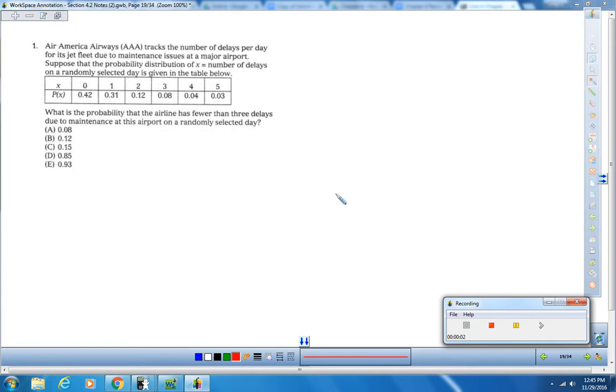Okay. So the first one's asking what's the probability that an airline has fewer than 3 delays. Fewer than 3 would not include 3, so it's actually just 2, 1, or 0. So I need to add those 3 numbers together. When I add those 3 numbers, 0.42, 0.31, and 0.12, that will give me my probability of having fewer than 3 delays. I think the first one was kind of easy, so that's a nice, easy way to get started.